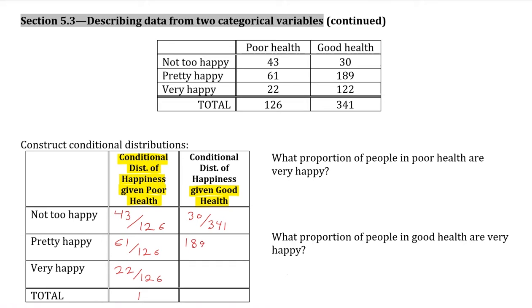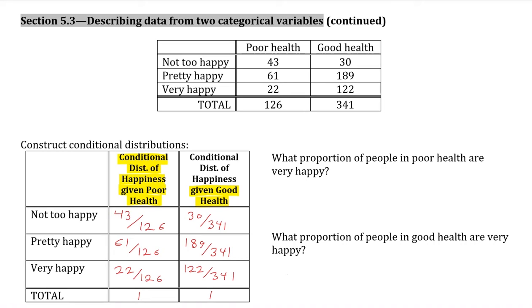The rest of these would continue dividing by the total for that column. I will leave these to you if you would like to change these into decimals. However, if we work with the two questions on the right here, what proportion of people in poor health are very happy?